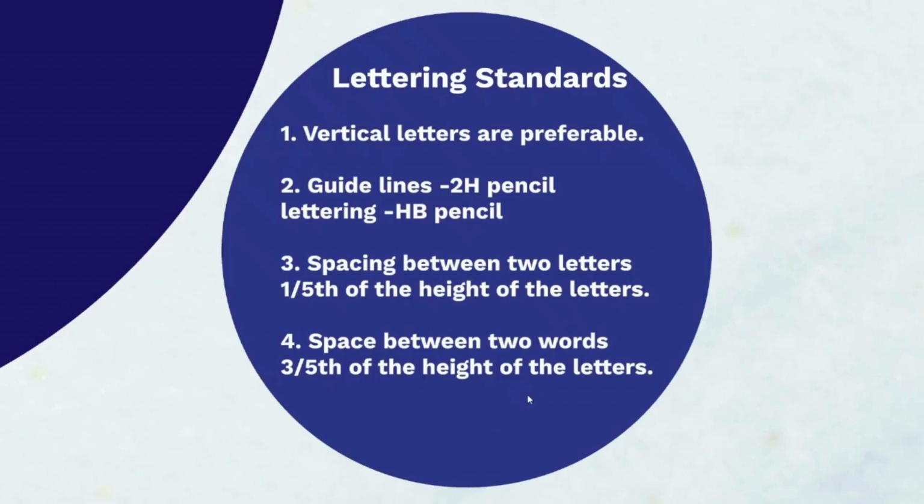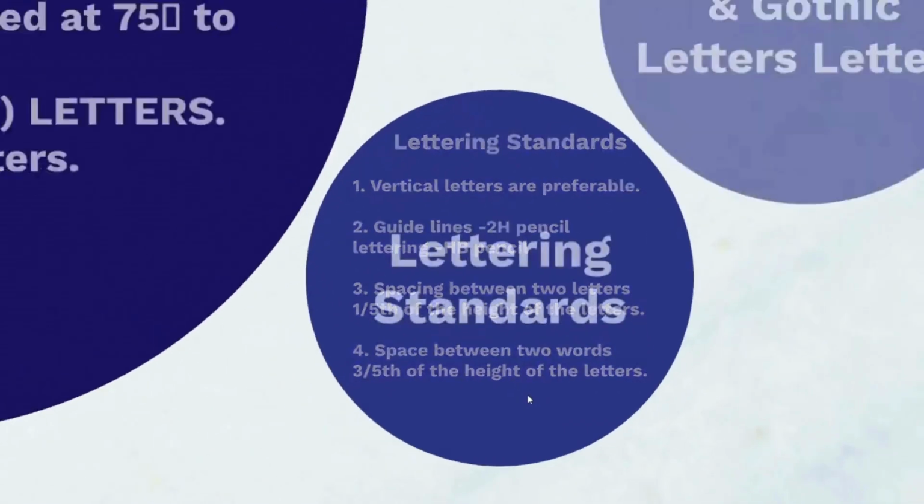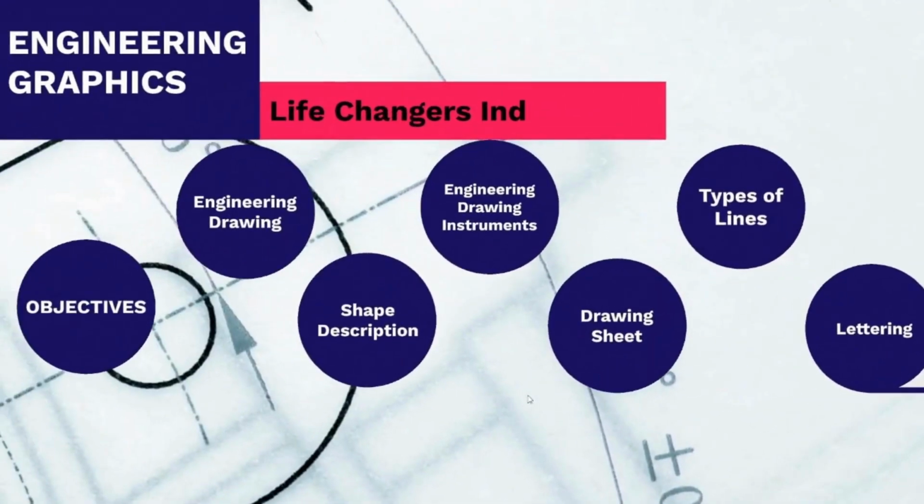The spacing between two letters should be taken as 1/5 of the height of each of the letters. The space between two words should be 3/5 of the height of the letters. The space you are taking between the words should be 3/5. So these are the basic things we get from lettering.